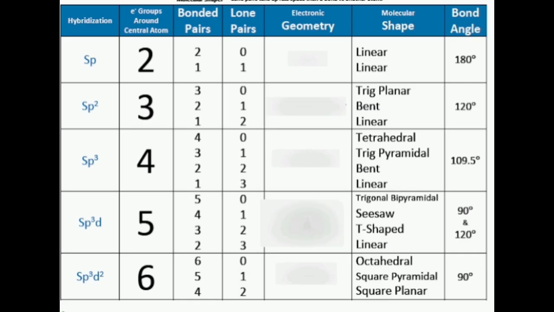Bond angle. In sp hybridization there are two electron groups around the central atom, whether bonded pairs or lone pairs, and the geometry is linear. The shape is linear and the bond angle is 180 degrees.